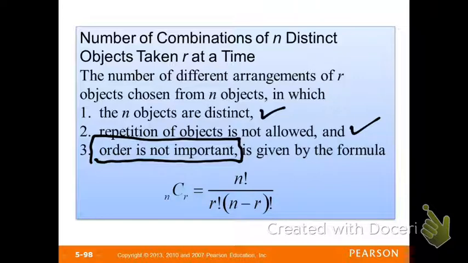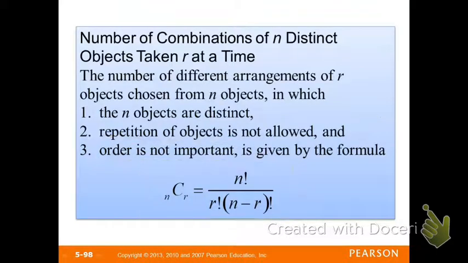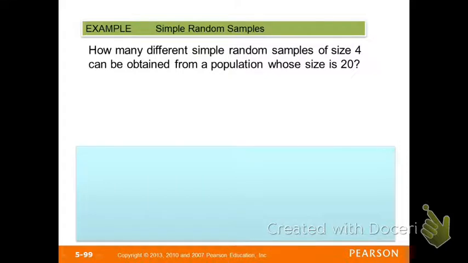With combinations, the order is not important. Okay, so the formula is n objects taken r at a time. The combination of that is n factorial over r factorial times n minus r factorial. All right, so if we look at that, we're going to look at this example.